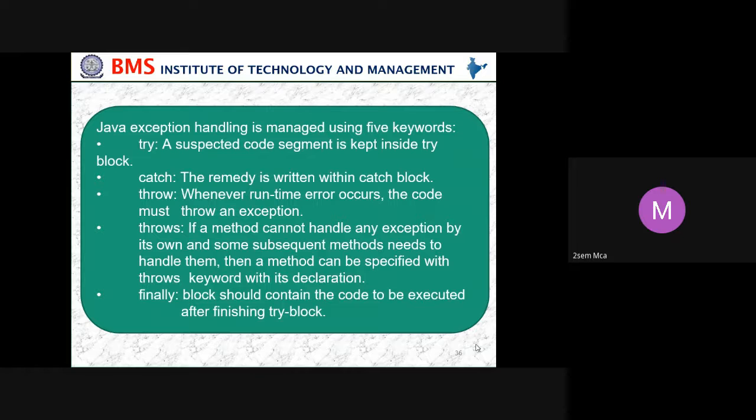They are try, catch, throw, throws, and finally. When we use try and catch, a suspected code segment is kept inside the try block. We feel that there may be some error in this code, because we are the people writing the code, and we feel that something may go wrong in these particular lines of statements, then we use a try. And when we are using a try, then we have to use a catch block.